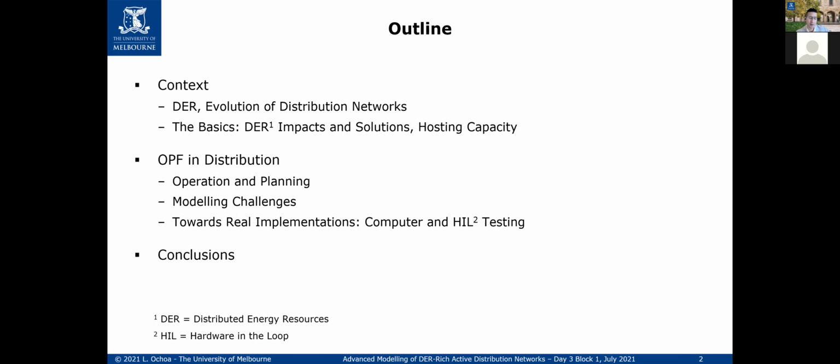Then we're going to get into optimal power flow in distribution. What is the idea of using optimal power flow for operation? And what is the idea of using optimal power flow for planning? Those are different things. They might still use potentially an OPF formulation, but the aims are different and the challenges are different as well.